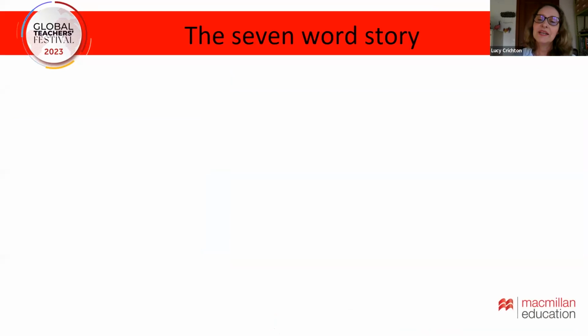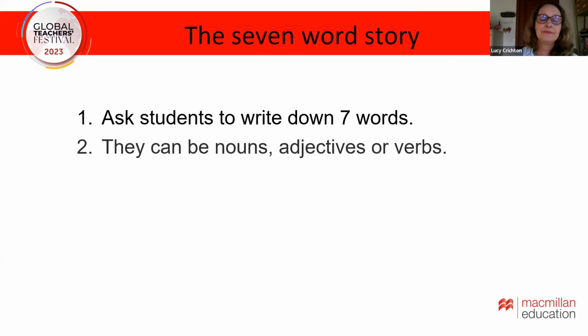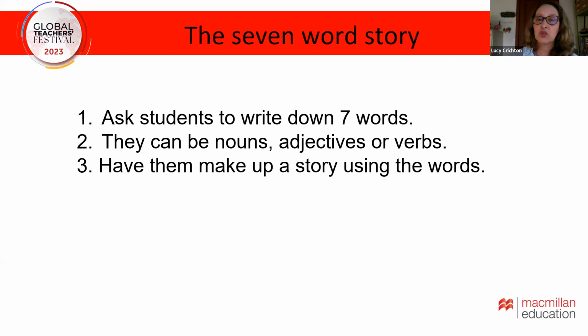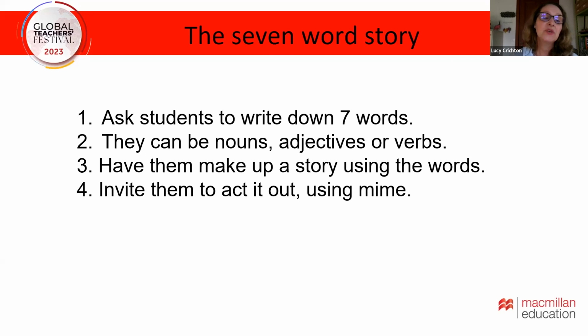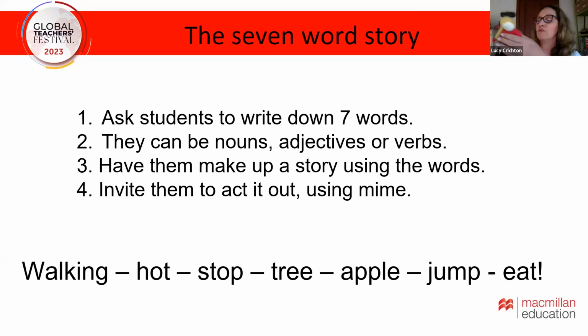And then one last little dynamic for you to do with your students. Let's say you've got your primary school students, they're not necessarily writing full sentences, but you want to work with the story. So they can tell a story in 7 words. So you ask them to write down 7 words. They can be nouns, adjectives, or verbs. And they have to make up a story using the words. And you're going to invite them to act it out using mime, or it could be using a little puppet. I'm going to use my little puppet, Sophia, to show you what I would do. And we can repeat these words many times in order to tell the story.